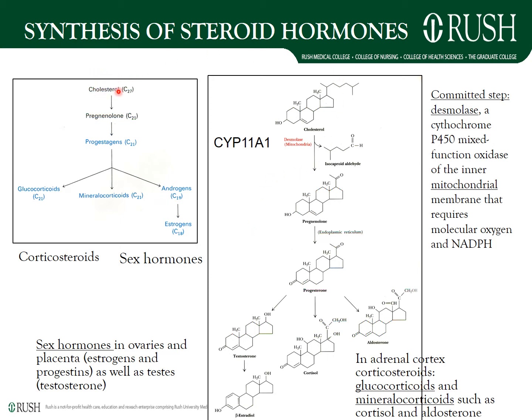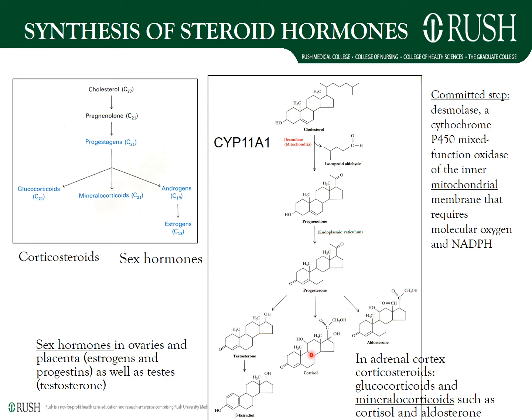So we start with cholesterol. Cholesterol is a 27-carbon complex molecule having a very strict ring system and an aliphatic chain. The first CYP, the CYP11A1 or desmolase, turns cholesterol to pregnenolone. From pregnenolone, we are going to progesterone, and from progesterone we are synthesizing the glucocorticoids, mineralocorticoids, and sex hormones.